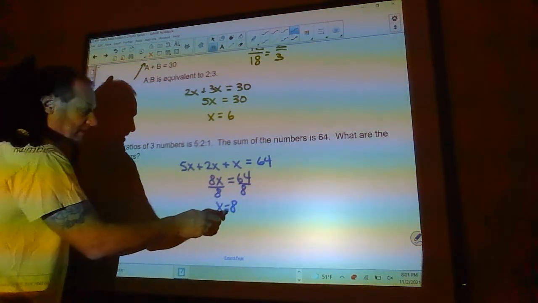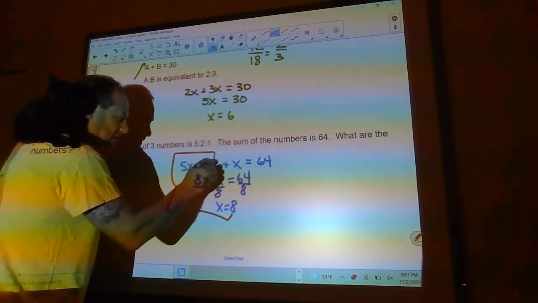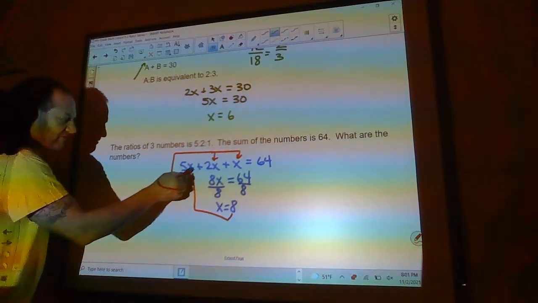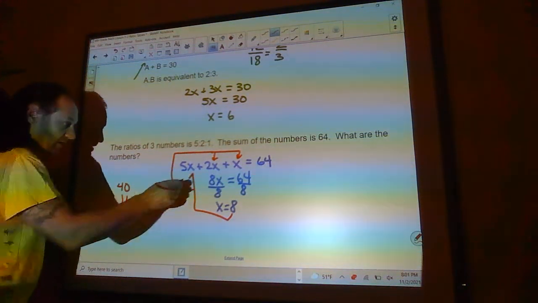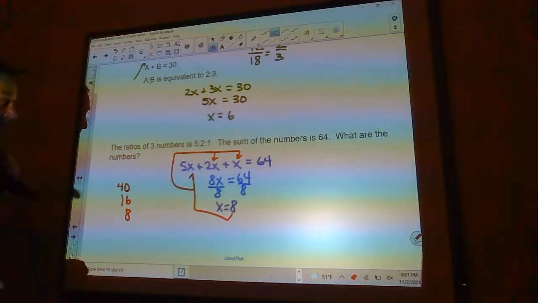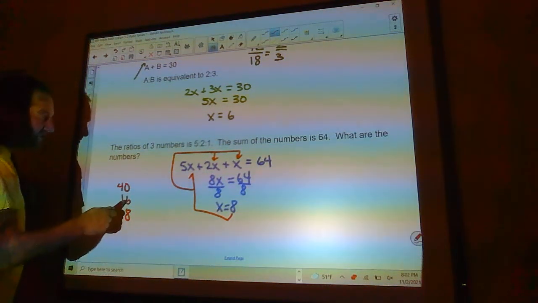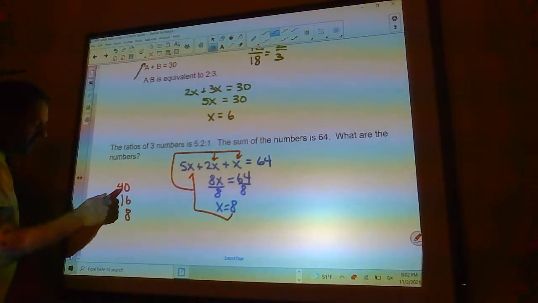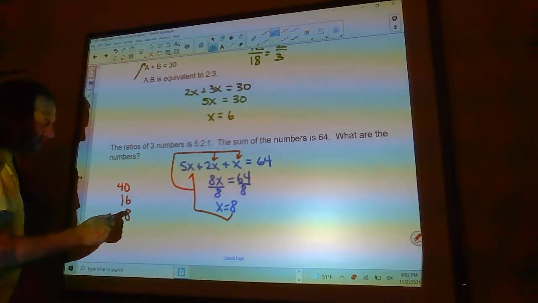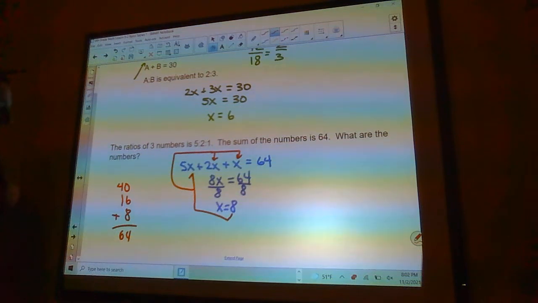Okay? So I can take this 8, and I can substitute this back in here, and in here, and in here. So that means 5 times 8 is going to be 40. 2 times 8 is going to be 16. And 1 times 8 is going to be 8. Okay, so I've got 3 numbers. That checks that off. They're of a proportion of 5 to 2 to 1. And they total 64. So 40 plus 16 is 56, plus another 8 is 64. So they add up to 64, and they all work out that way.